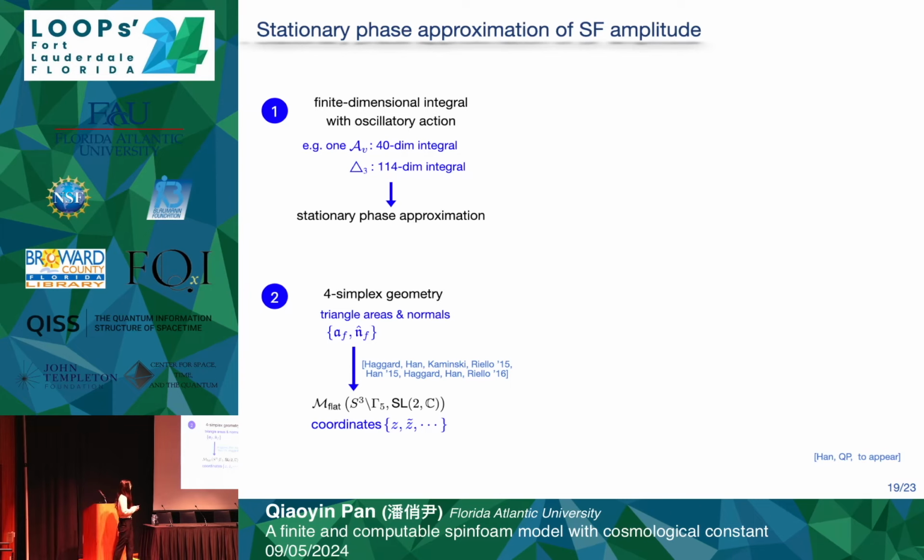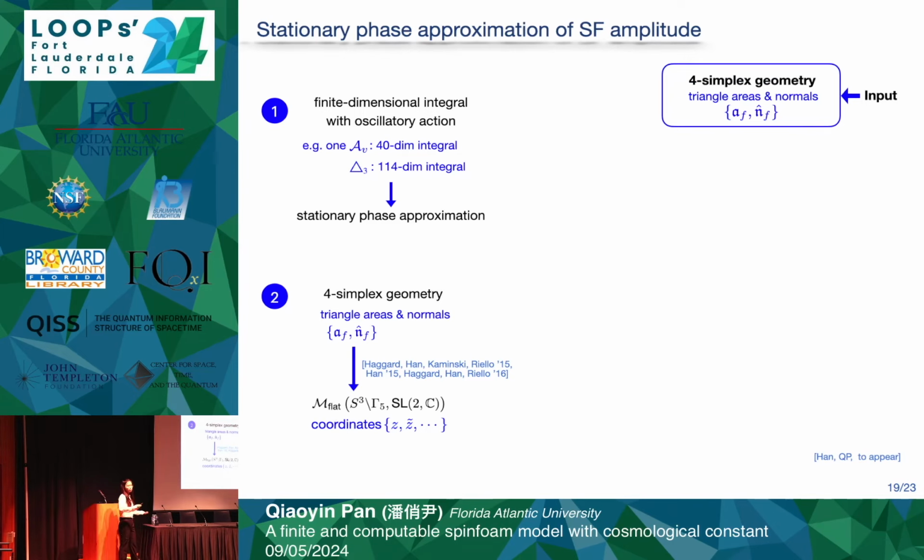In particular, if you give me the triangle areas and the normals of the triangles for a 4-simplex, I can fully describe the geometry of the 4-simplex. And we can use these geometrical data to construct the coordinates of this moduli space of flat connection, Z and Z2 and more. And with these two points, we can generate an algorithm. So suppose I'm given some geometry of the 4-simplex. The simplest example is to consider the coordinates of 5 points in the 3-sphere or a hyperbolic 3-plane. Then I can just calculate the areas and the normals of all the triangles.